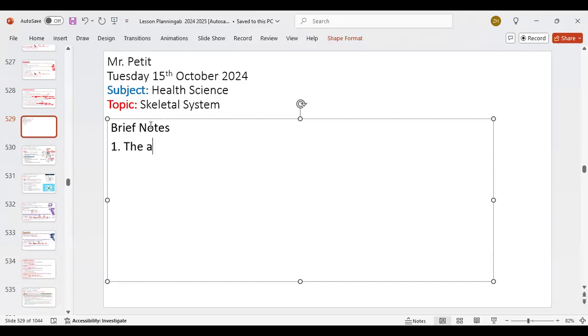Okay, so the adult human skeleton. Write this down for me, please. The adult human skeleton has how many bones? 206. Approximately 206 bones. And the child has about 300.